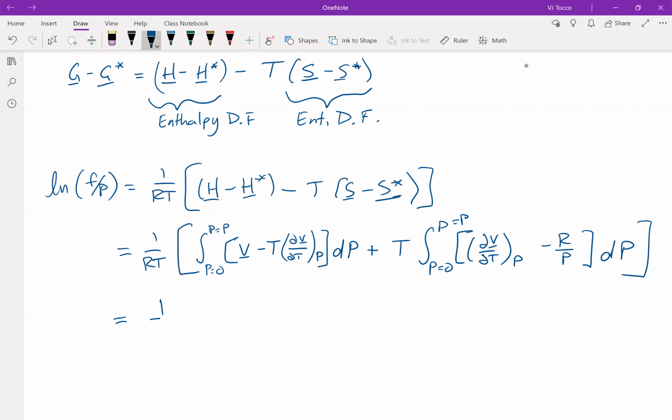So I'm going to be left with 1 over RT, and my integral now from p equal to 0 to p equal to p is simply this: v underbar minus RT over p, because the T goes inside that integral, and my dp is left over too. So this is ln of f over p.